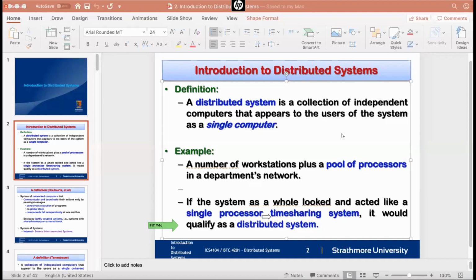So there is what we call time sharing. It means that each one of them is performing a task independently, but they are all combined together at the end for you to have a result. So that's called time sharing. That will be an example of a distributed system.